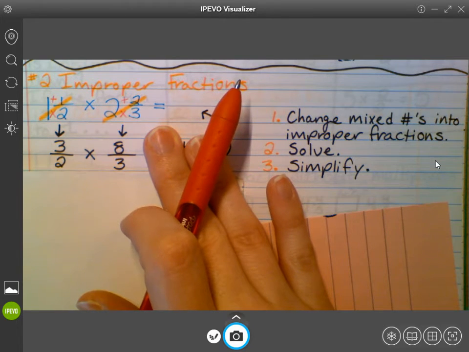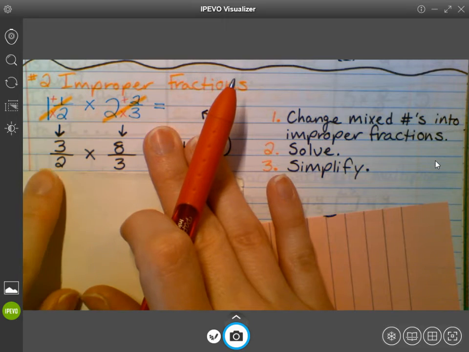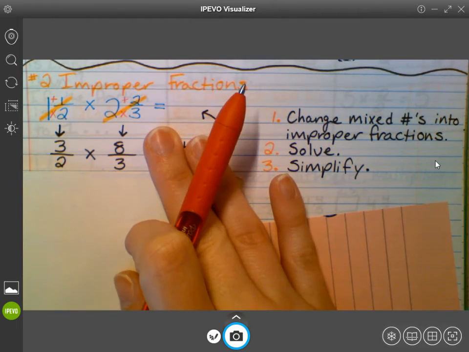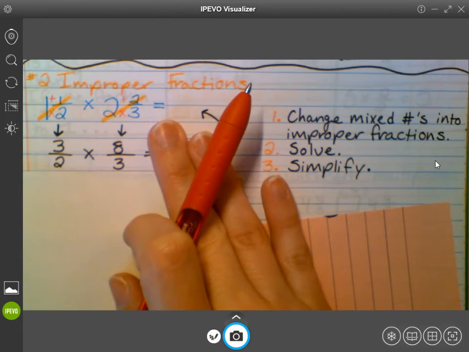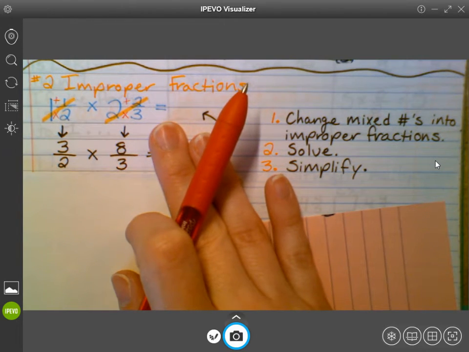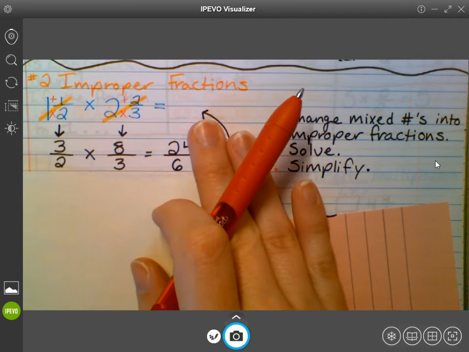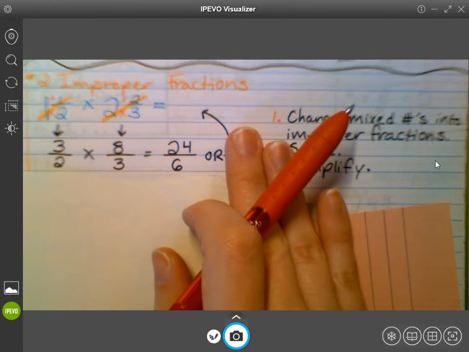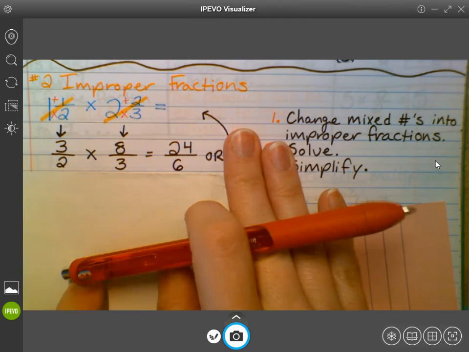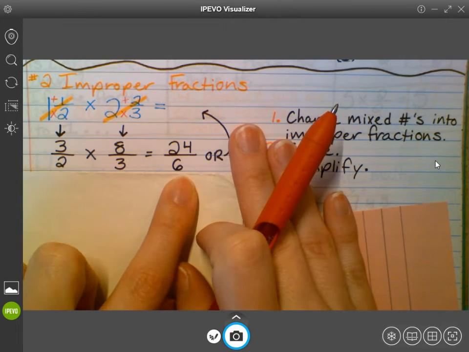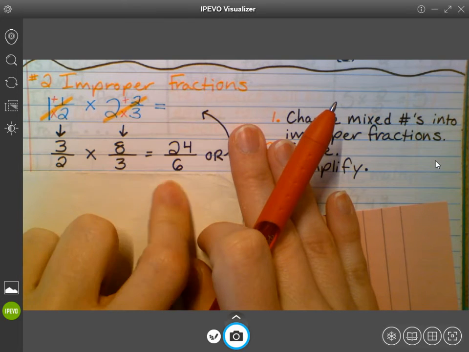Yep, so as a reminder, when we multiply two fractions, we multiply the numerators, and then we multiply the denominators. Are you ready for me to reveal the answer? All right, our answer is 24/6, right? Because 3 times 8 is 24, 2 times 3 is 6.